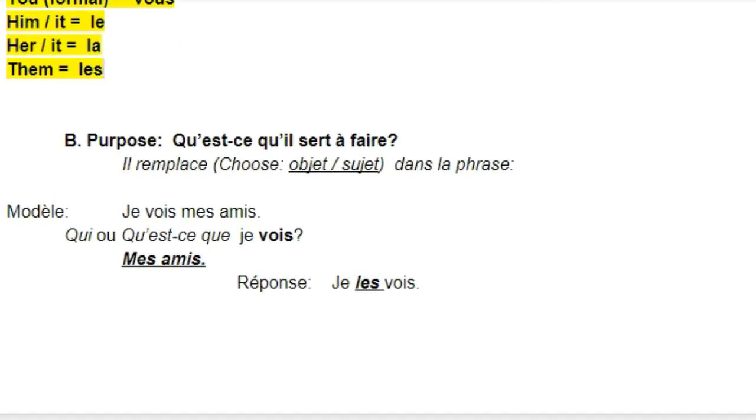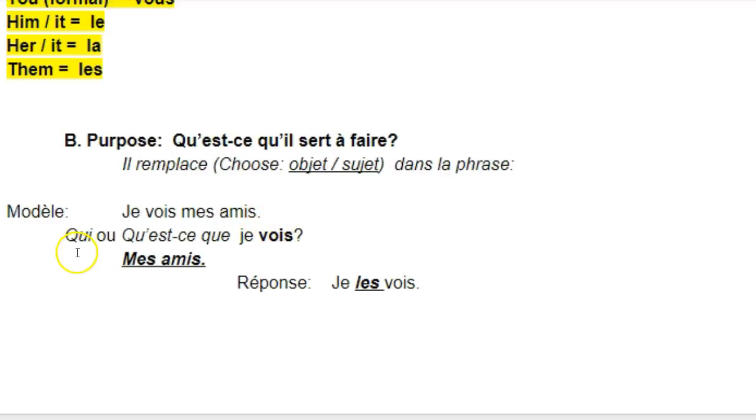Here, this talks about the purpose of an object pronoun. It replaces, is it the object or is it the subject in a sentence? Well, what is it called? It's called a direct or indirect object pronoun. So you would highlight object. Take a look at the model. Je vois mes amis. I see my friends.